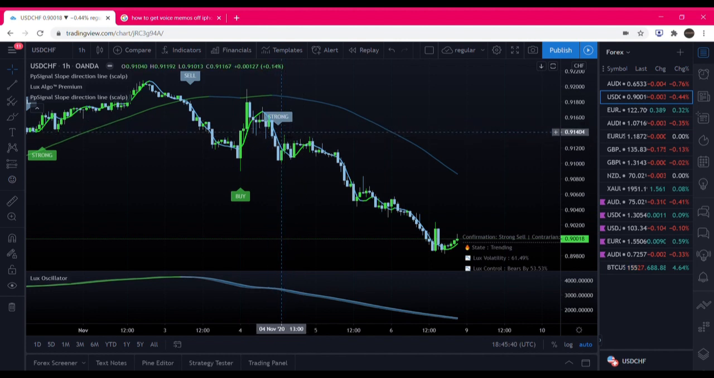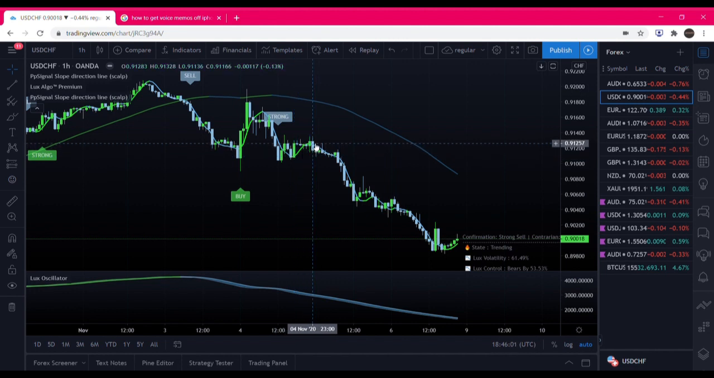You would have got in around here. Stop loss would have been up here. Now the trend indicator changes, but that's not a deal breaker. That doesn't mean you get out. Usually when I first get in a trade, I stay in the trade regardless of if the trend changes, because it's my first trade.